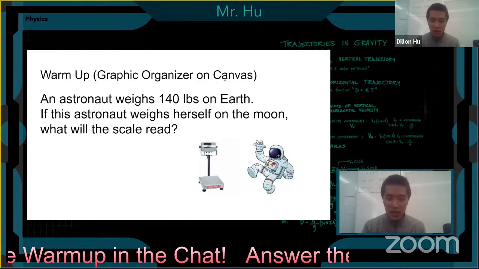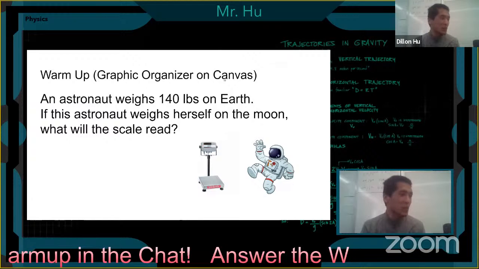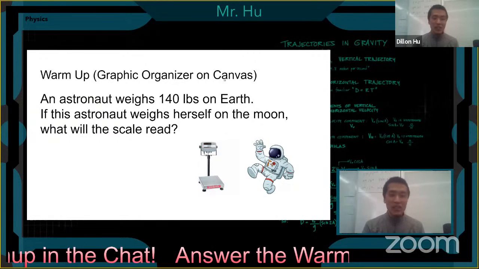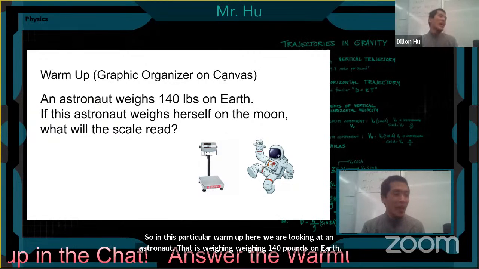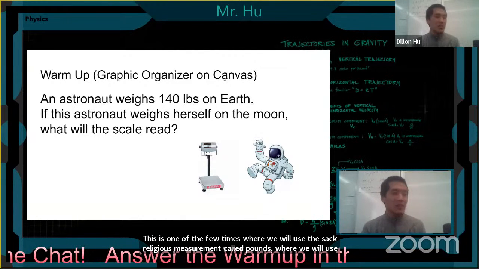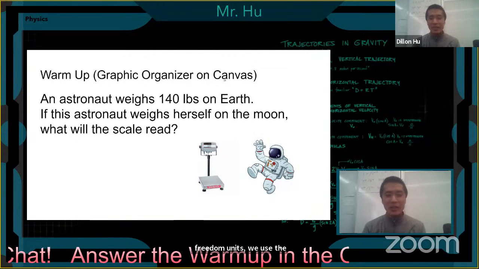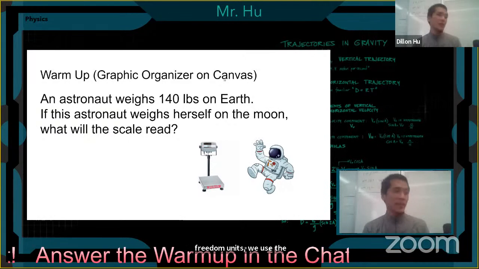So do I expect you to know this? Probably not, but I want you to think about this problem. So an astronaut weighs 140 pounds on Earth. If this astronaut weighs herself on the moon, what will the scale read? This is kind of interesting. I want you to think about it.